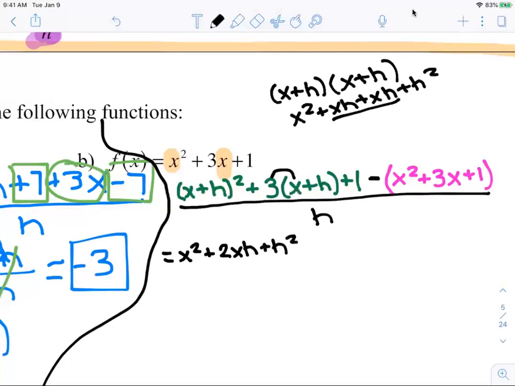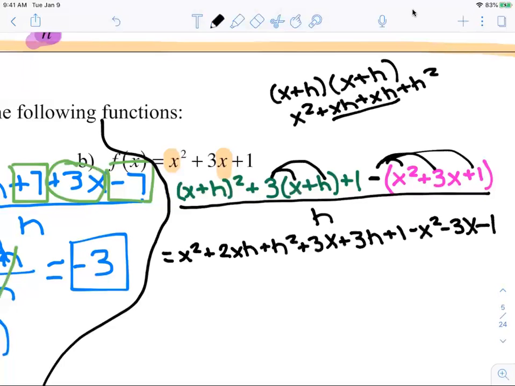Now I have to distribute the 3 here. That's going to give me a plus 3x plus 3h. And then I've got the plus 1. Now I have to distribute this negative sign. I have a negative x squared minus 3x minus 1. So this is really just a really long line of algebra, and everything is divided by h.